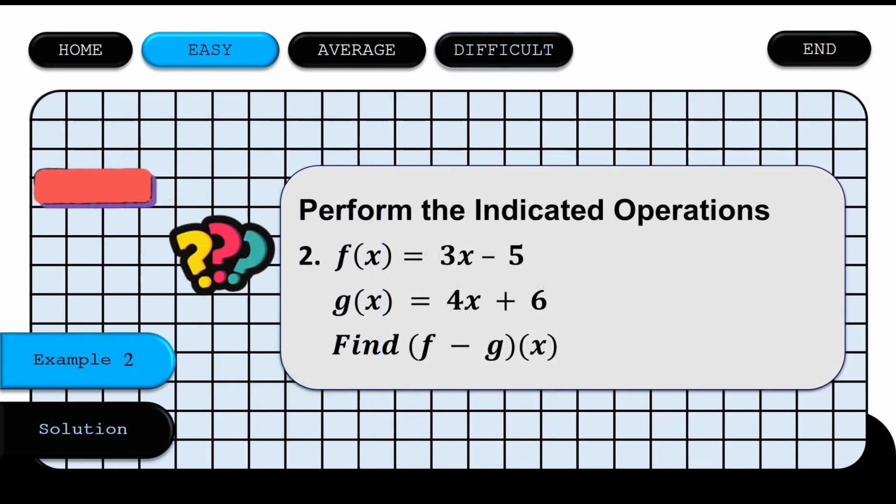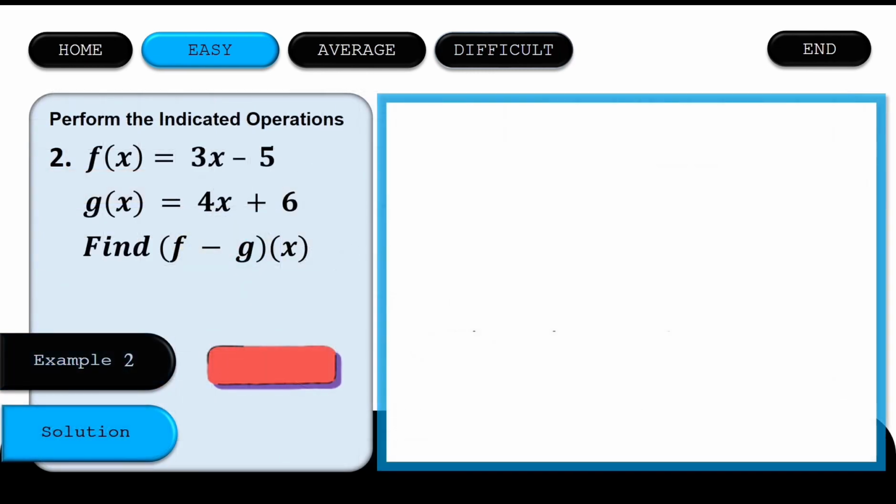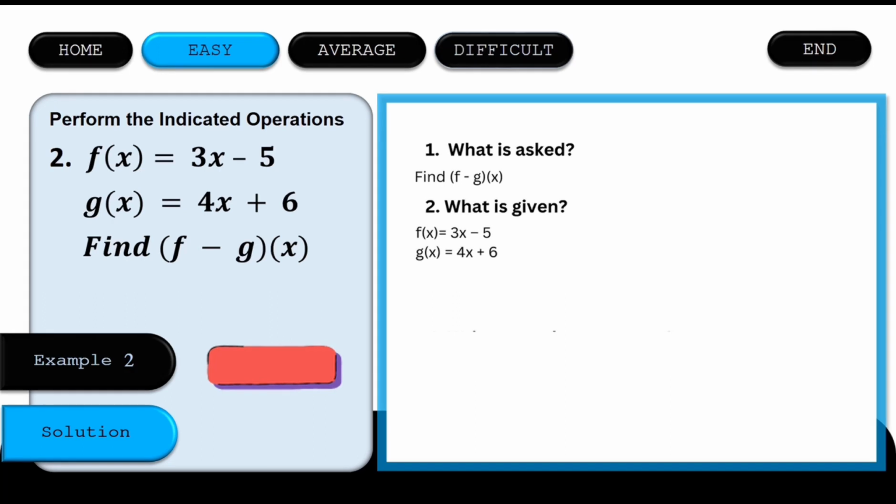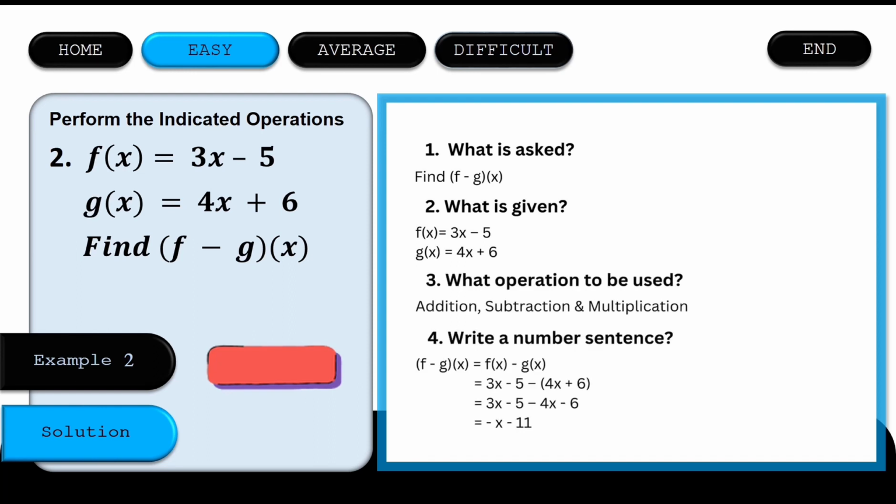Sa pagpapatuloy sa ating second example, perform the indicated operations. Given, f of x is equal to 3x minus 5 and g of x is equal to 4x plus 6. Find the quantity f minus g of x. And to follow our steps, una na nga ang ating what is asked. Find quantity f minus g of x. And the given values, f of x equals to 3x minus 5 and g of x equals to 4x plus 6. And the operation to be used, subtraction. And by writing our number sentence, quantity f minus g of x na pwede rin nating isulat as f of x minus g of x.